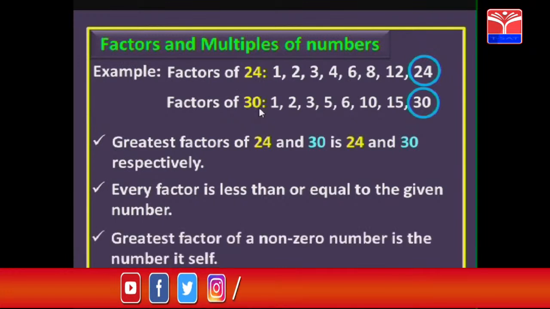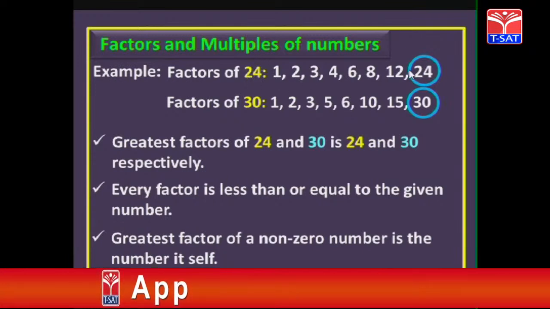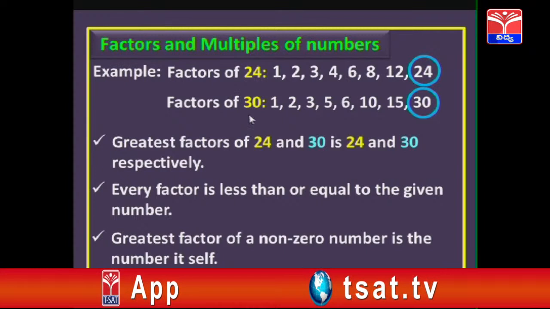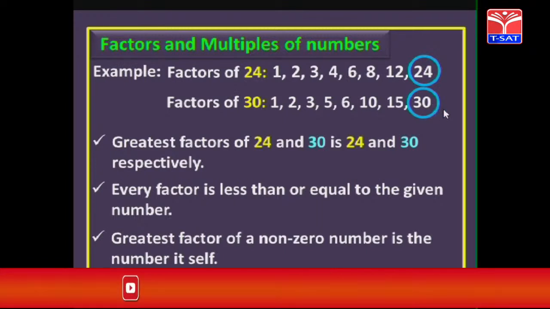Now, let us see another one. The greatest factor of a non-zero number is the number itself. Now, if you take this is a non-zero number, what is the greatest factor of 24? 24 itself. What is the greatest factor of 30? 30 itself. So, these are the concepts that we learned from these examples, children.